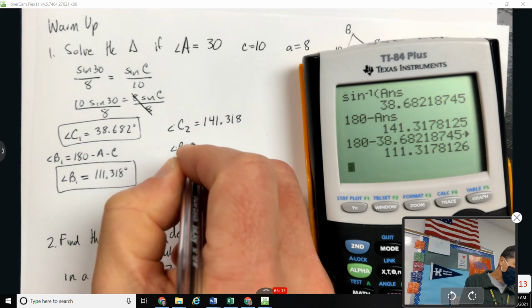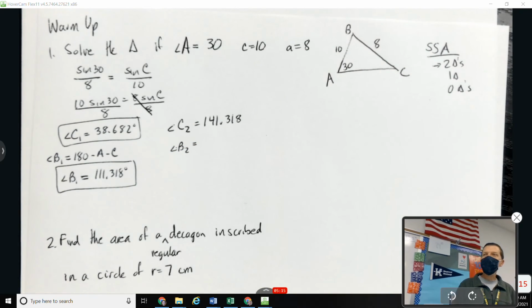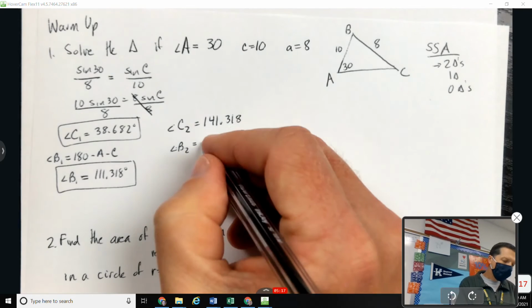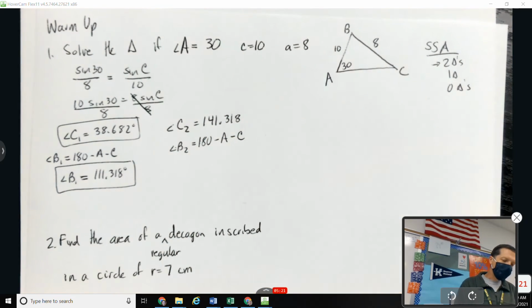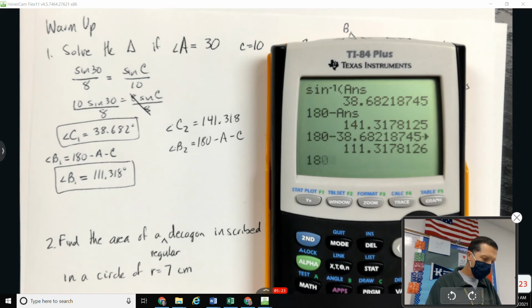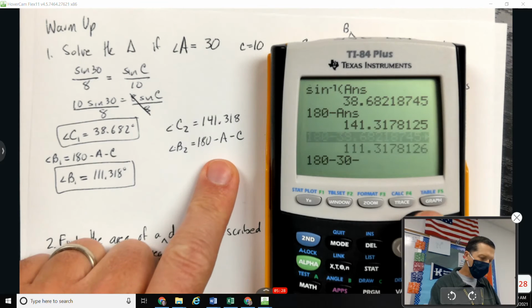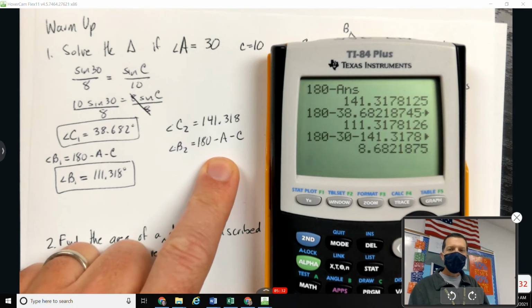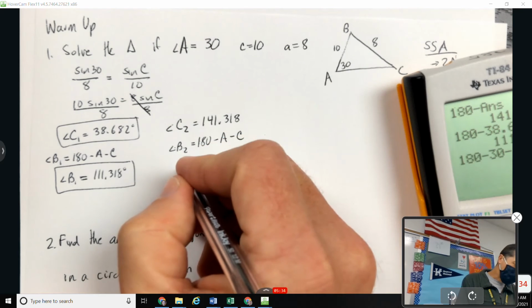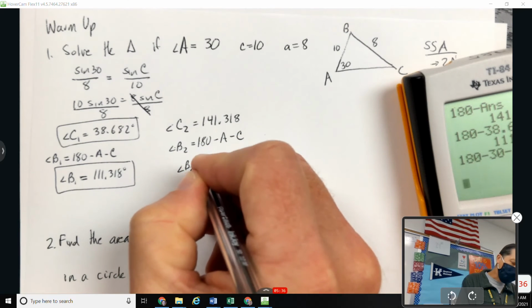Angle B, the second option, it's still the same process, just with different numbers. So 180 minus A minus C, although we're using a different C this time. So 180 minus 30 minus, still go get that other C, 141, is 8 point something. That's a really small angle, but it works.